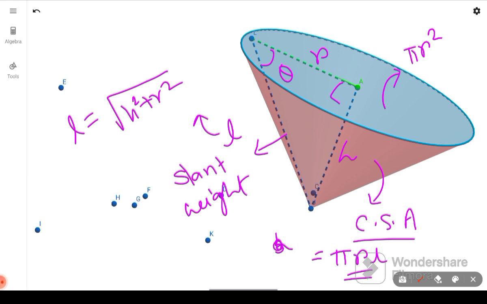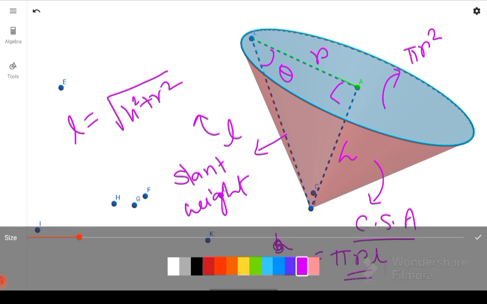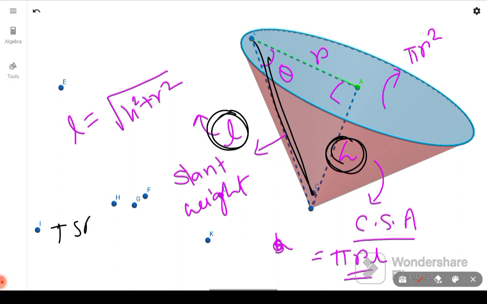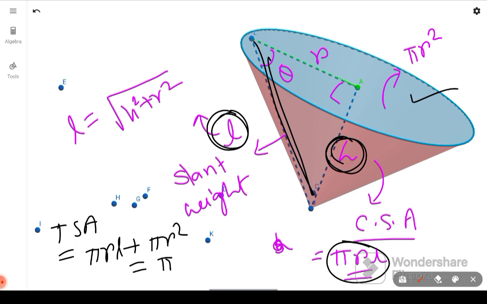So what will be the total surface area? You can see this time pi r L. There are two heights, one is the height and another is the slant height L. Fine, this is the slant height. All right. So the total surface area will be the curved surface area, that is pi r L, plus the base pi r square. If you take pi r common, then it is L plus r.